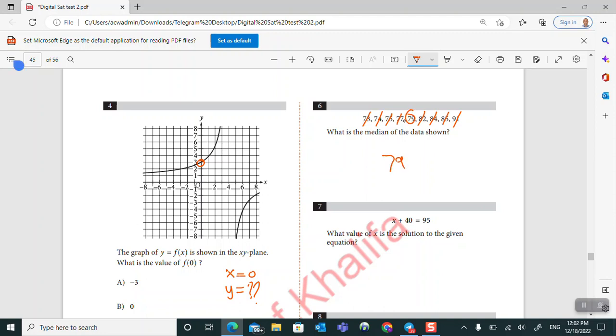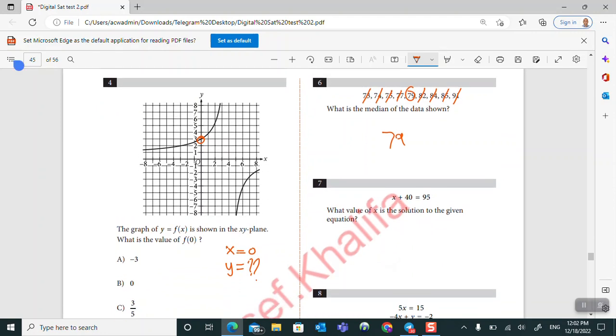So that's a technique when you have certain data and you're asked to find the median. First of all, check if the data is arranged from least to greatest, and after that you can eliminate each number, the least one with the greatest one, until you reach the one in the middle. Okay, so let's move on.